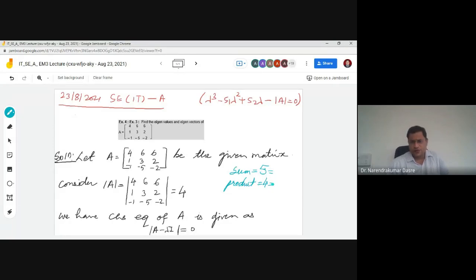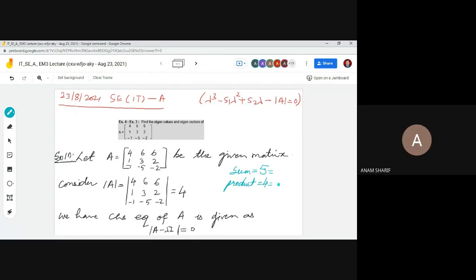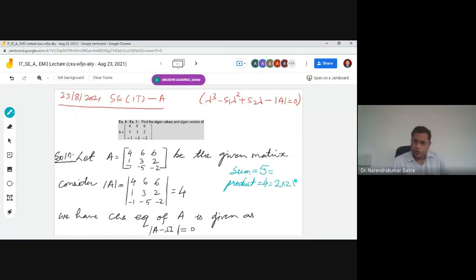So can you factorize this 4 into 3 parts? Because this is a 3 by 3 matrix, you will have 3 eigenvalues. So can you factorize this into 3 parts? 2 into 2 into 1, and the sum is 2 plus 2 plus 1, so 5. Yes, this is how you can get it. So these are the eigenvalues. Easily, without calculating the actual eigenvalues, we are able to guess what the eigenvalues will be.